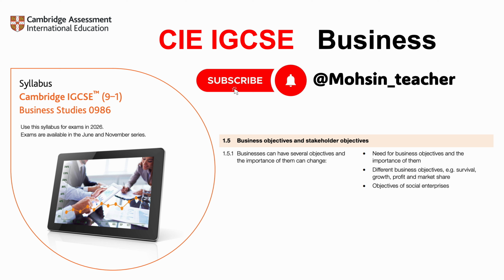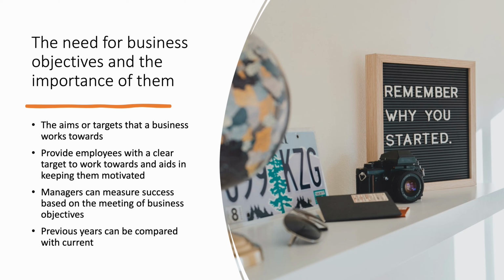We'll now be looking at 1.5 Business Objectives and Stakeholder Objectives. 1.5.1 Businesses can have several objectives and the importance of them can change. The need for business objectives and the importance of them. Different business objectives, for example, survival, growth, profit, and market share. Objectives of social enterprises.